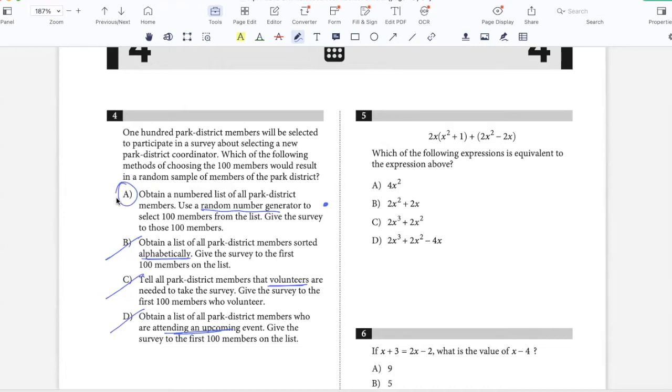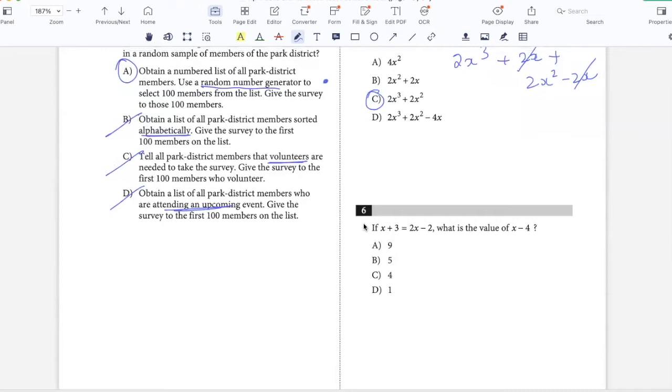Which of the following expressions is equivalent to the expression above? So 2x cubed plus 2x plus 2x squared minus 2x. So we have 2x cubed plus 2x squared, C.